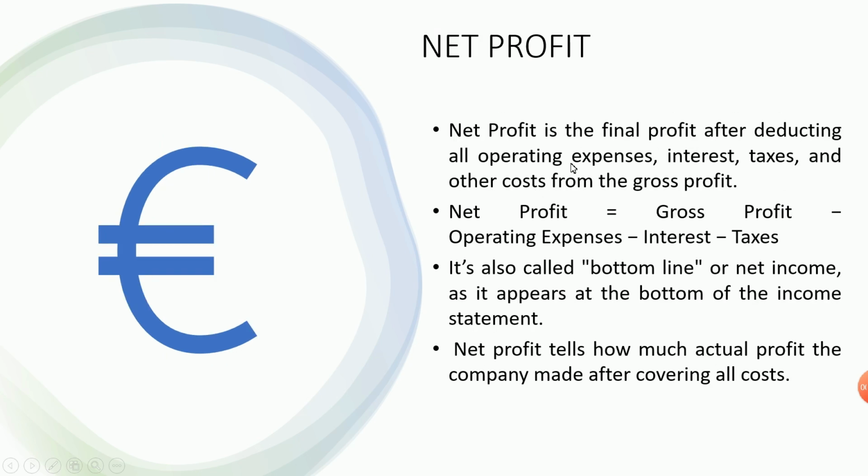So then what is net profit? Since we are again taking the movie example, this includes the gross profit along with other collections and things we have made. Then operating expenses, interest and taxes, everything is deducted from the gross profit. That is known as net profit.